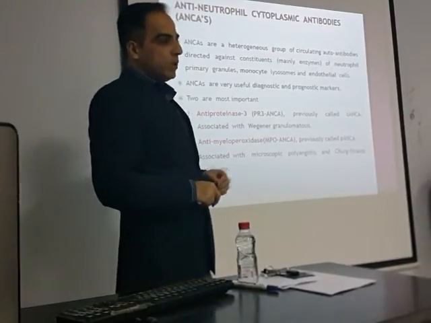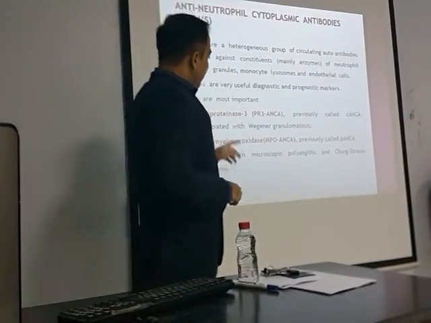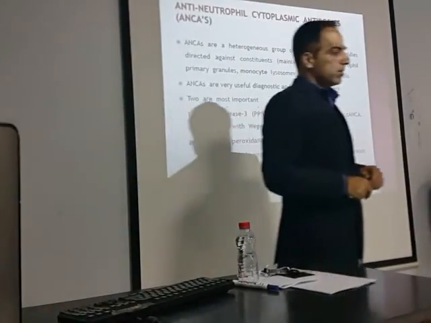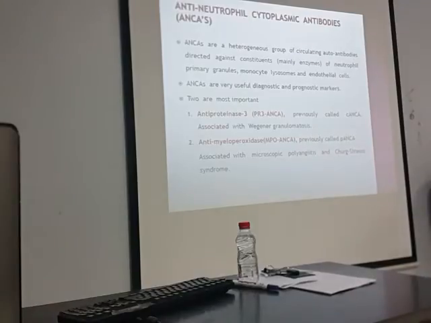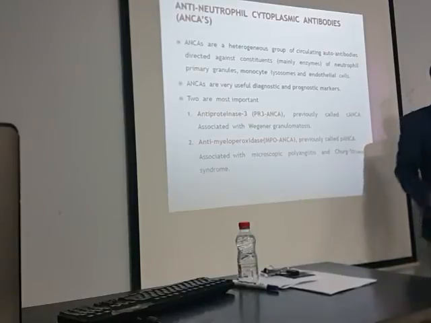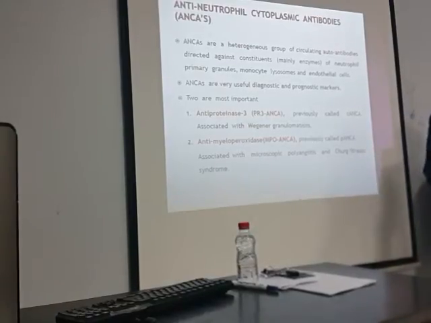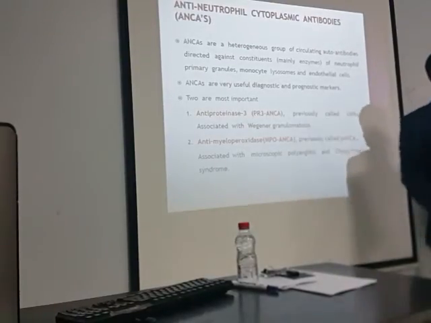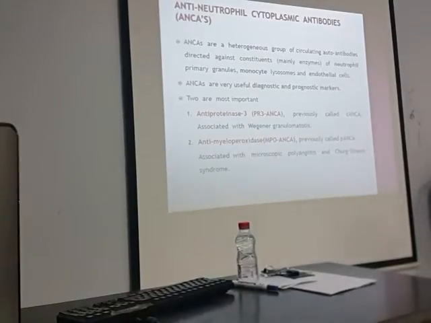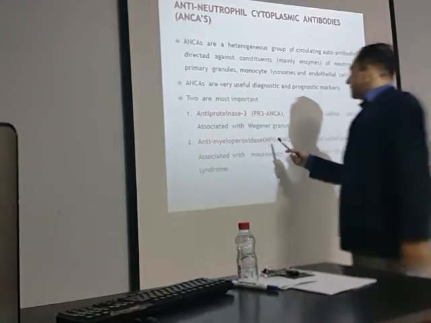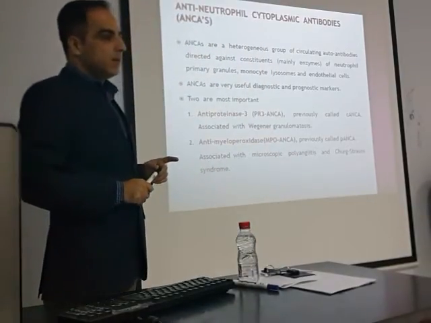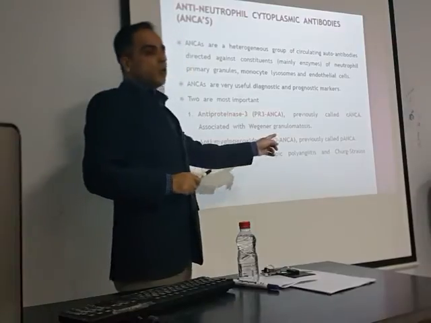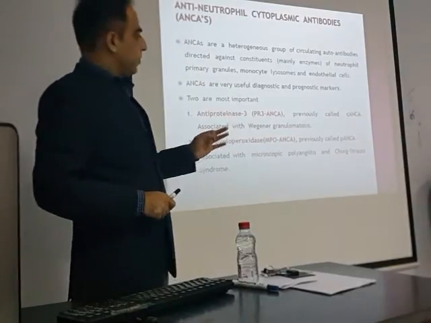Anti-proteinase 3, we call it PR3 ANCA, and this was previously known as C ANCA. Okay, C ANCA, cytoplasmic ANCA. It is associated with Wegener's. So if you find this C ANCA, chances of Wegener's are very, very high. Okay, so C ANCA or PR3 ANCA is associated with Wegener's granulomatosis. Second is anti-myeloperoxidase, MPO ANCA. It was previously called P ANCA. Okay, so it is associated with microscopic polyangiitis and Churg-Strauss syndrome.